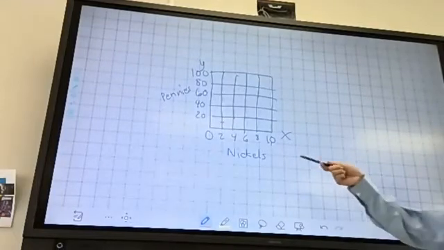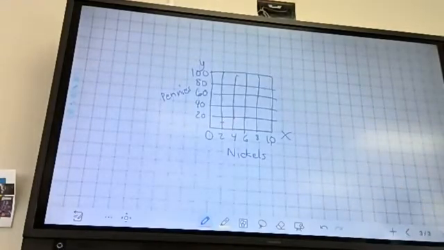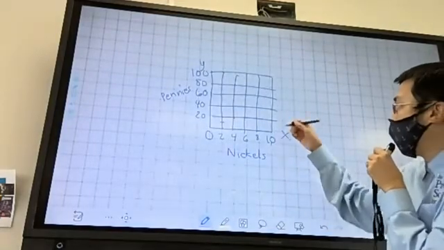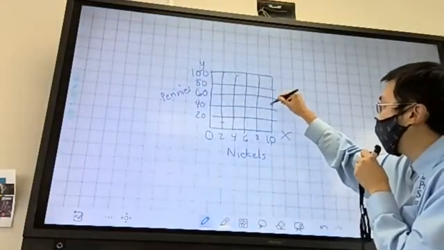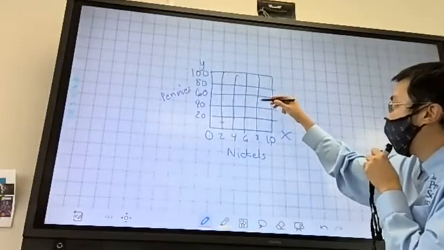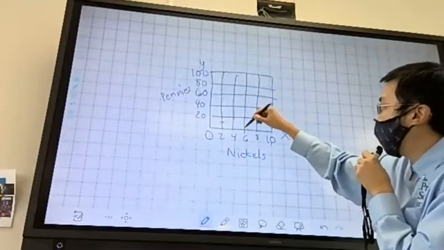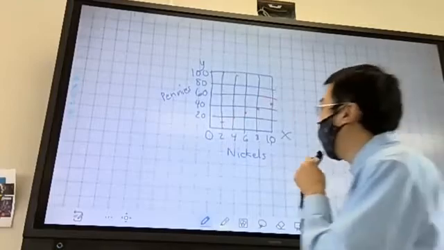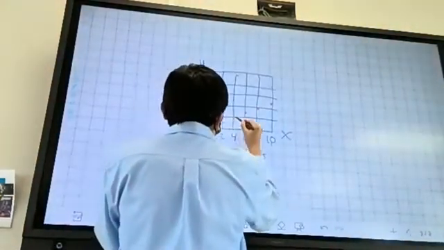Okay, so we know that for 2 nickels, we get 10 cents. 4 nickels will be 20 cents, 20 pennies. 10 nickels will be 50 cents, so that'll be 50 pennies. 8 nickels will be 40 cents, so 40 pennies. And then 6 nickels will be 30 cents. And then you connect your points to form a line.